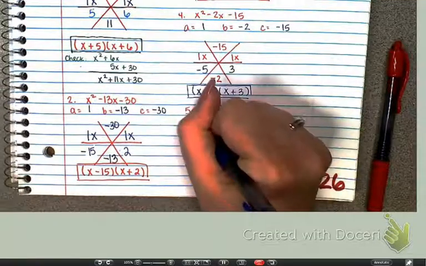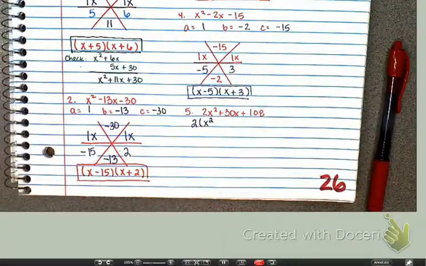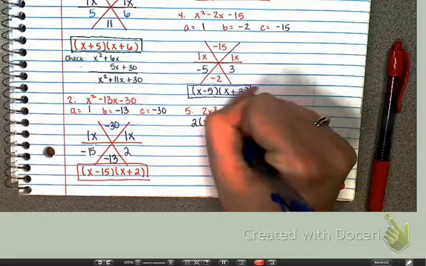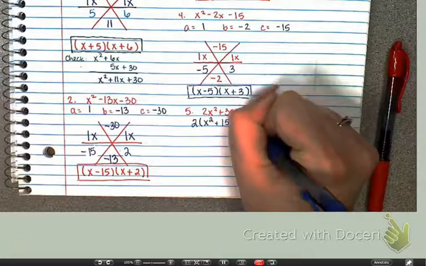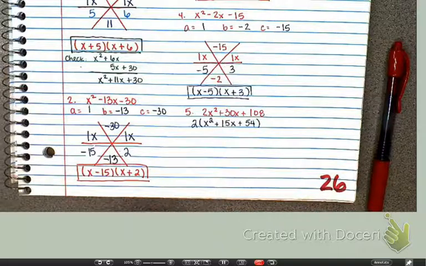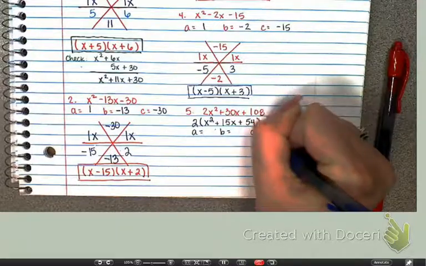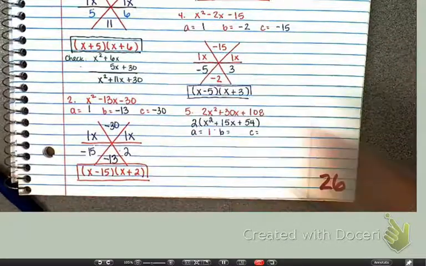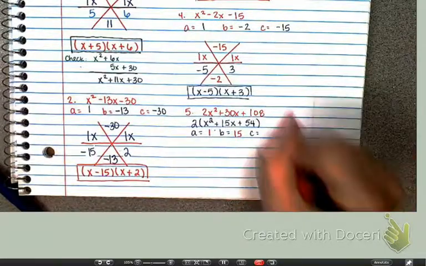So if I pull out the 2, I'm left with x squared plus 15x plus 54. Which means now what you're putting into your super x, the numbers are a whole lot smaller. So I'm going to set up my super x now with my a, my b, and my c. What's my a? 1. What's my b? 15. And my c? 54.